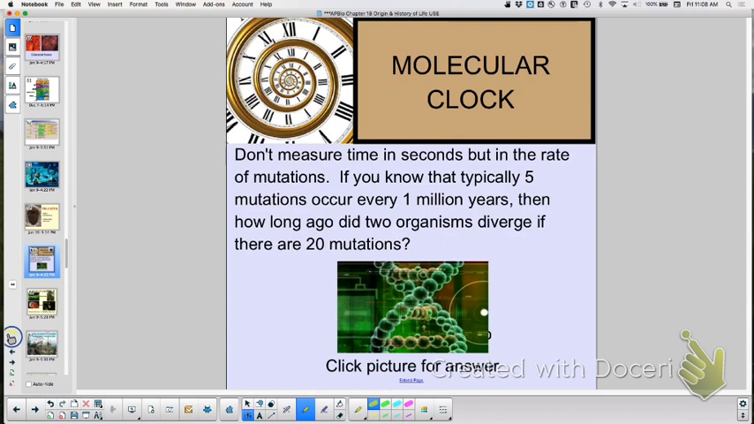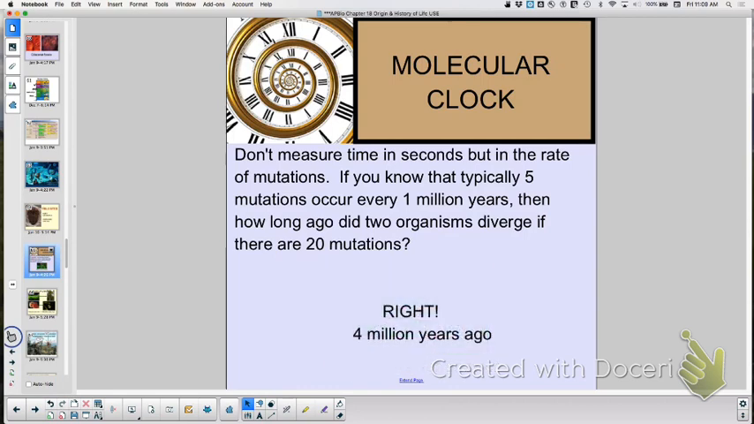So if you know that typically 5 mutations would occur every million years, 5 total mutations in your DNA, then how long ago did 2 organisms diverge if there are 20 mutational differences between them? You think? Check with your partner to see if they agree with you. And tell them why you came up with that answer, because some people are like, what? Does that make sense to you?